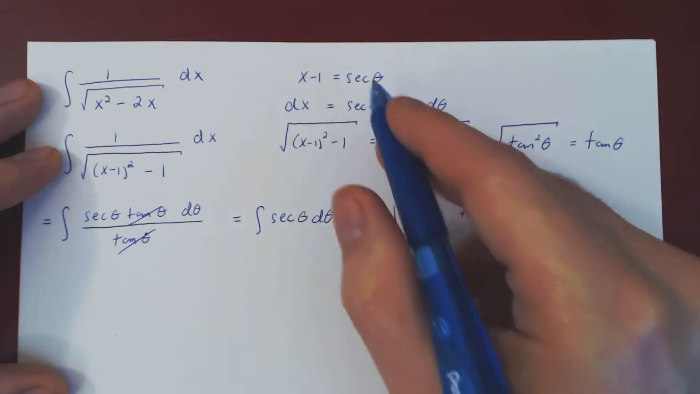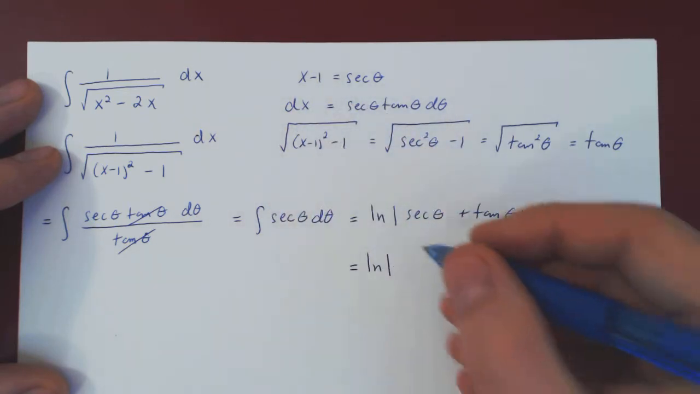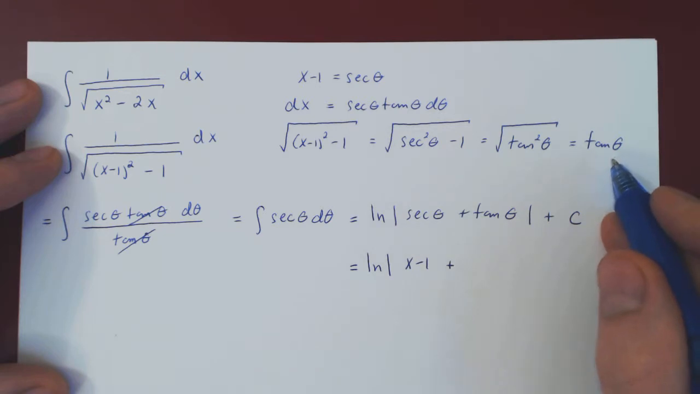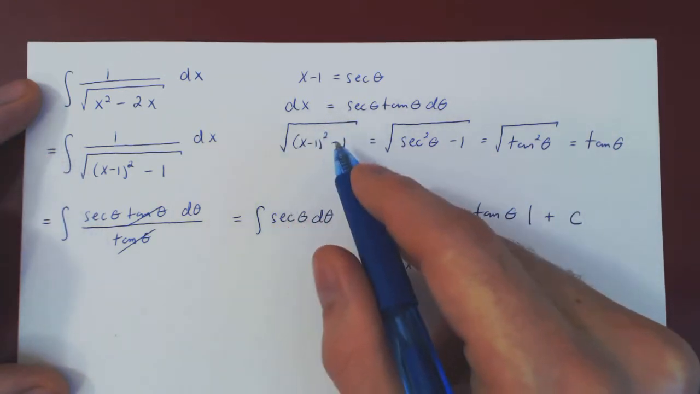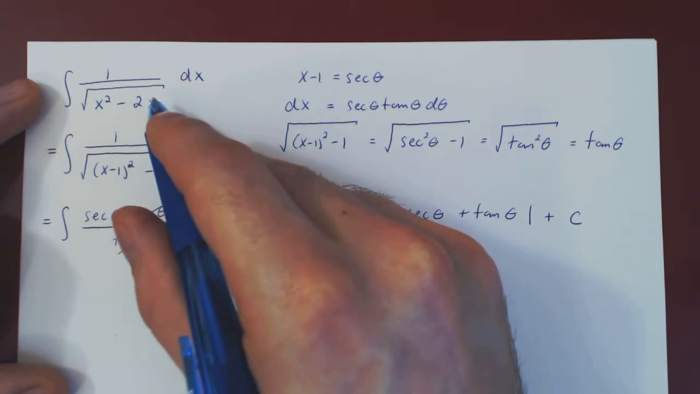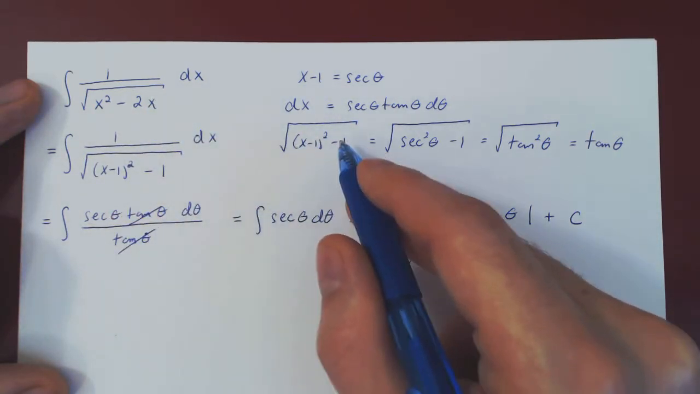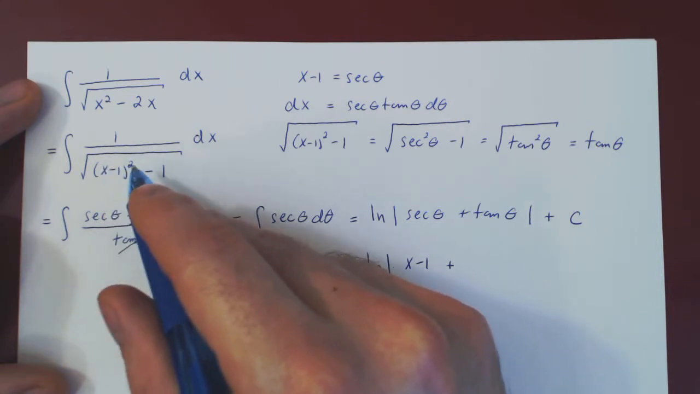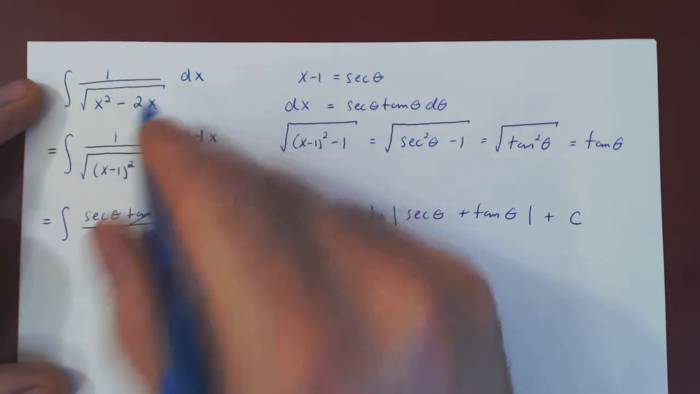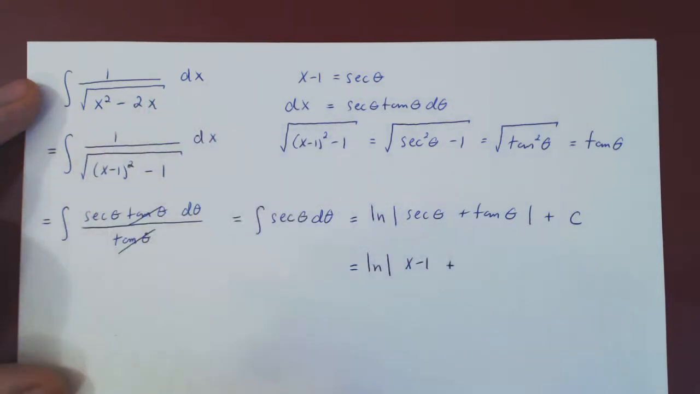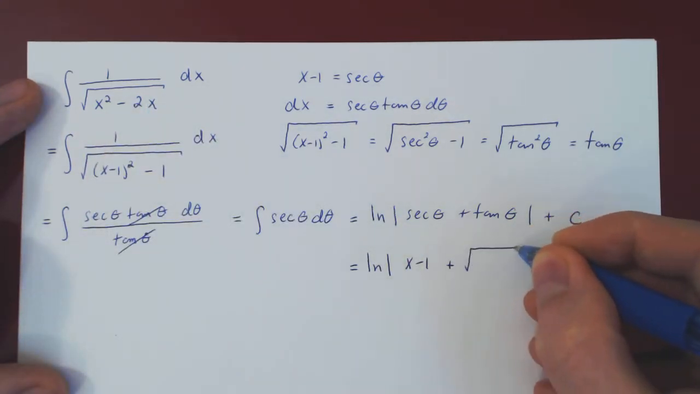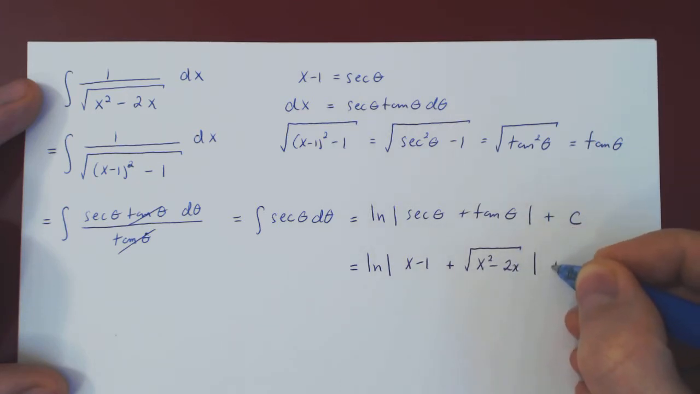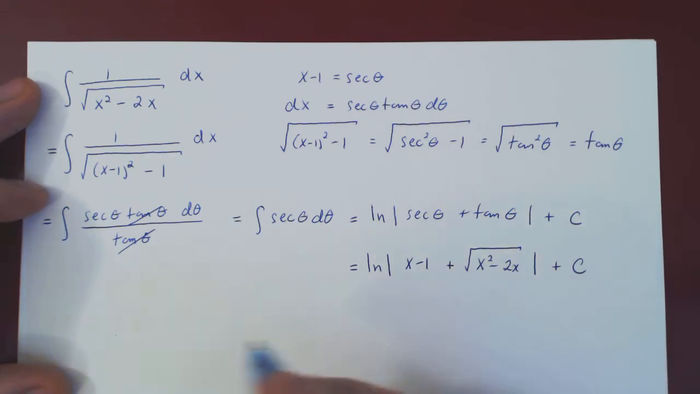So secant of theta as a function of x is simply x minus 1, done, plus tangent of theta, which is the square root of our initial polynomial. You could leave it like this, but it's a little simpler if you just ignore the completion of the squares and go back with the original polynomial, that is x squared minus 2x. Plus of course C, and we're done.